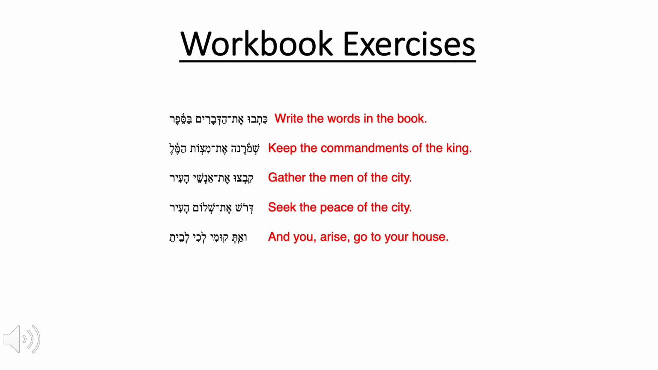This last example does not start with a verb. Instead, it starts with a fronted pronoun, ve'at, a second person feminine singular pronoun, followed by two second person feminine singular imperatives, kumi, leki, arise, go, and then the last phrase refers to the location, levetekh, to your house, again feminine singular. You, arise, go to your house.